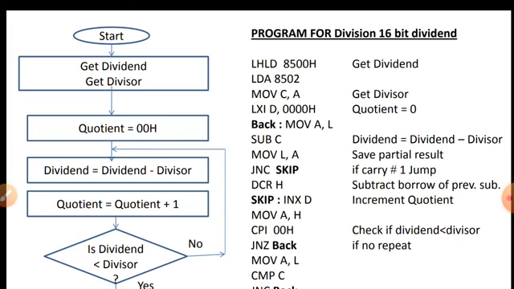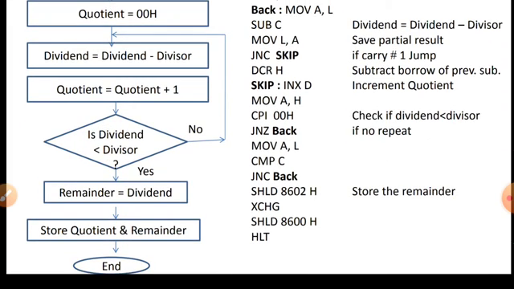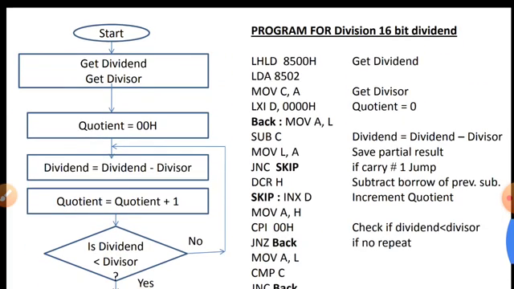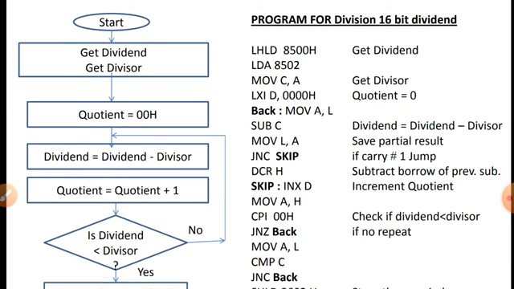The flowchart is simply the same as the previous one. There is no change in the flowchart. Whatever is the flowchart given in the previous program, but there will be a change in the program itself. Now the program is written as LHLD 8500.